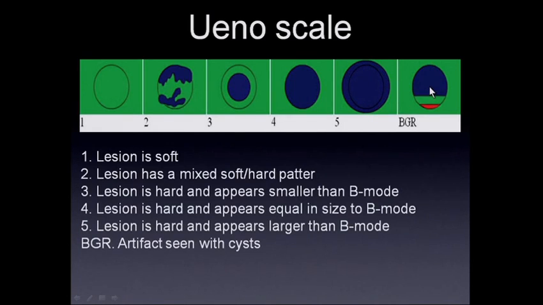And then there's a BGR, which is seen in cysts where we have this tri-layered pattern. So in a way, this is very similar to us using the strain to B-mode ratio, in that we considered a 4 and 5 as being potentially malignant, and a 1, 2, and 3 as being benign.